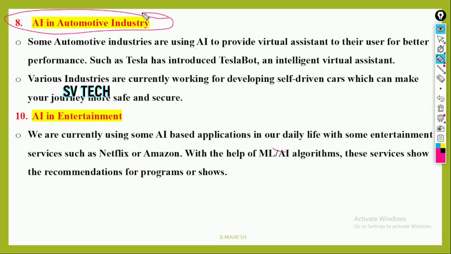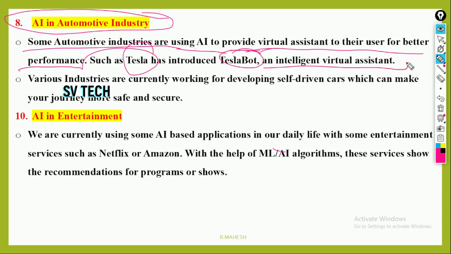AI in the automotive industry. Some automotive industries are using AI to provide virtual assistants to their users for better performance, such as Tesla, which has introduced the Tesla bot and intelligent virtual assistants. They can do whatever work we tell them. Various industries are currently working on developing self-driving cars which can make your journey safer and more secure.